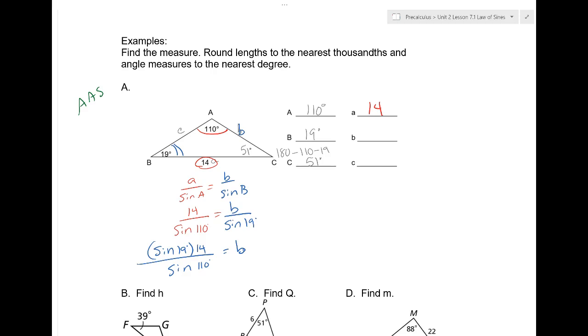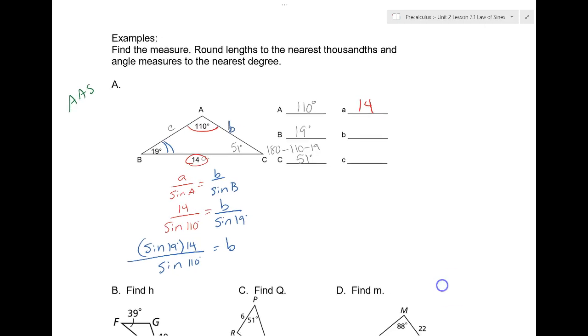So guys, it really does pay to use your calculator. Go sine 19, make sure you close out your parenthesis there, times 14, or you go 14 times sine of 19, which is another easy way of doing that, over sine of 110, and that's going to give you about, to the nearest thousandth, 4.850.